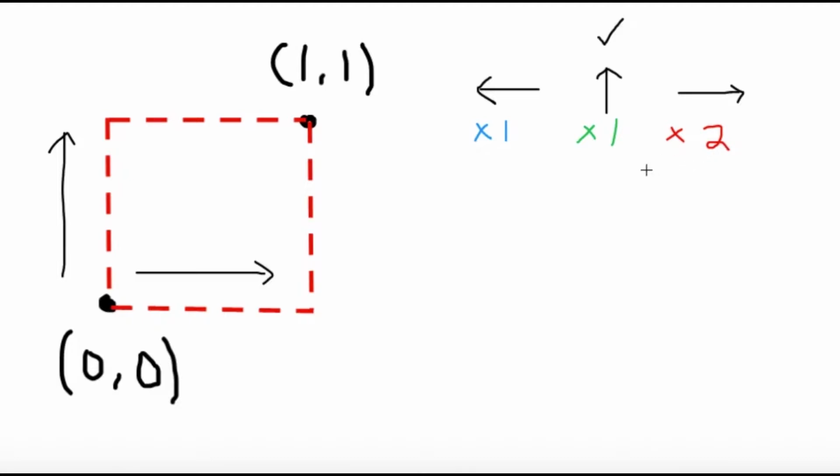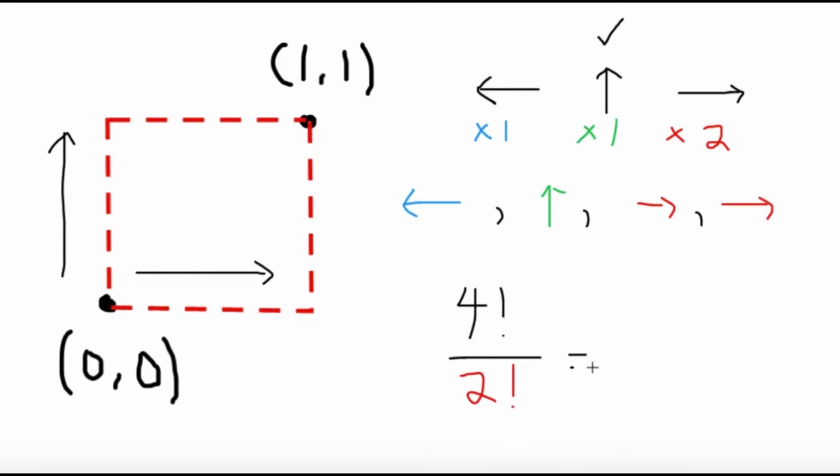So now, similar technique, we're going to take the number of permutations of 1 left, 1 up, and then 2 rights. So permutations will tell us that 4 factorial divided by the repeated element. So there are 2 red arrows, so we divide it by 2 factorial. Now 4 factorial is 24, 2 factorial is 2, so this will give us an answer of 12.